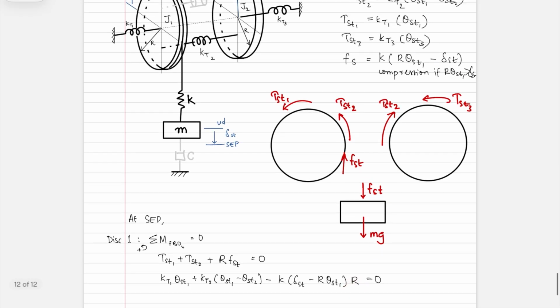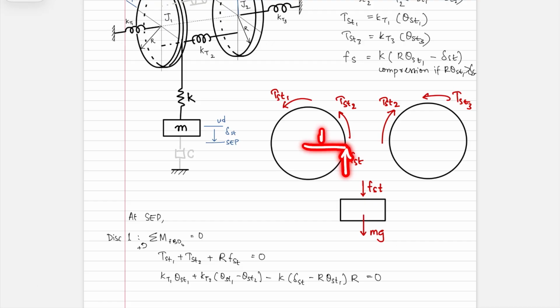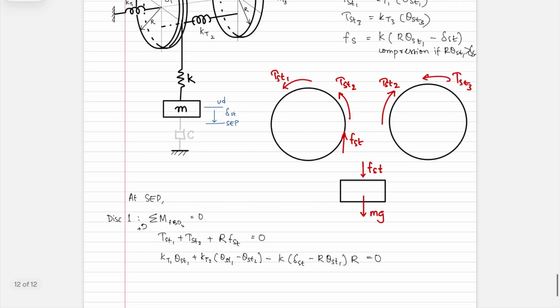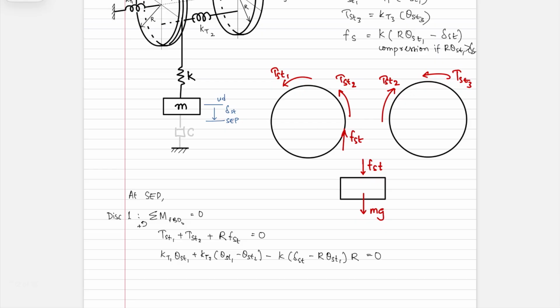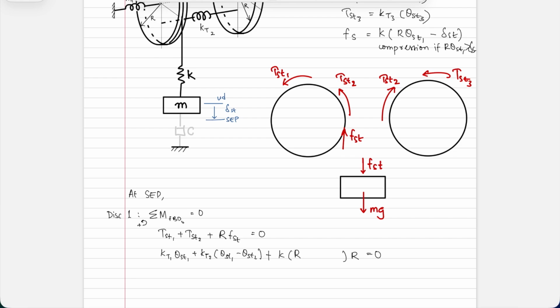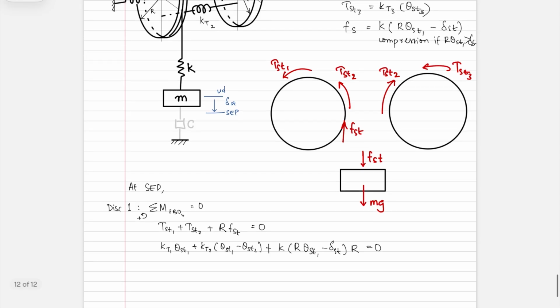Why is that this times r? That's because this here is a force at a distance r away, so the net torque is r Fst. So I wrote it in this way. Well, I guess I should write it in this way: plus k times r theta st1 minus delta st. It's plus because if you take this moment, it will be the same direction as everything that we've been drawing as positive. So this here is one relation.